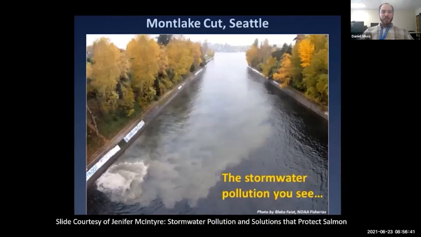So this is a picture from Seattle. I didn't create this slide here, but it does show a really bad discharge of stormwater entering a tributary to, I think it's an estuary part of Seattle. So this is what you see when you see all the brown polluted water.